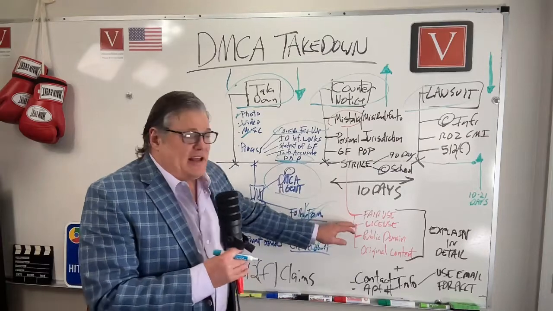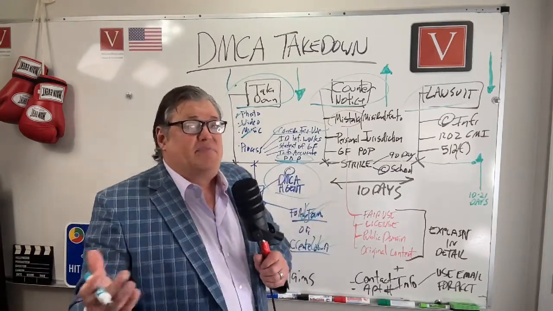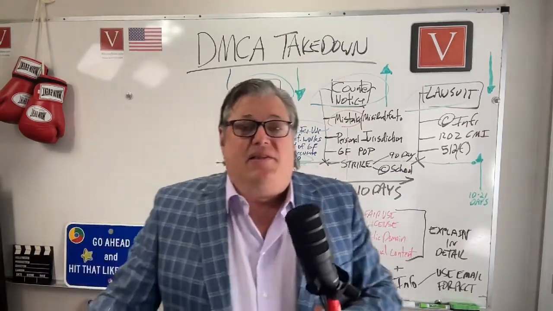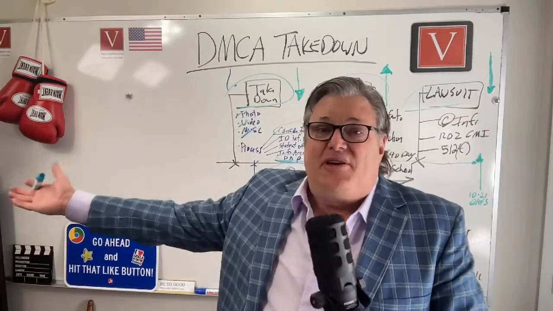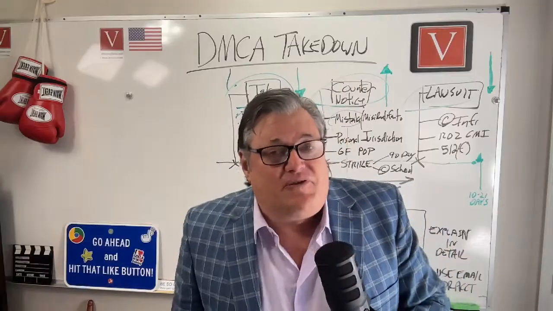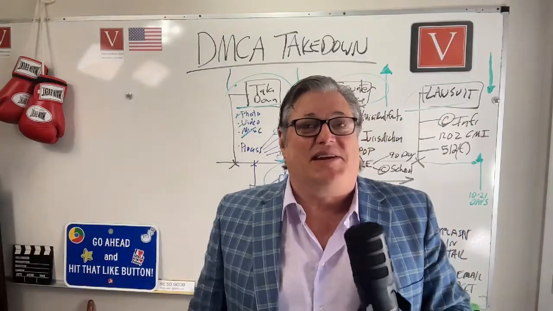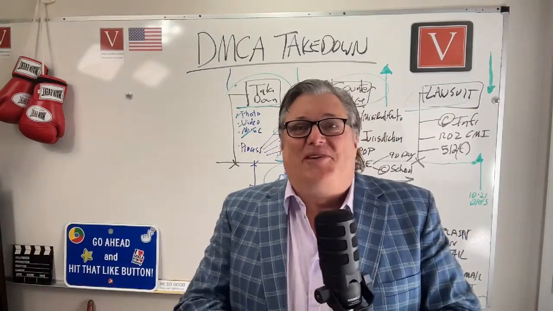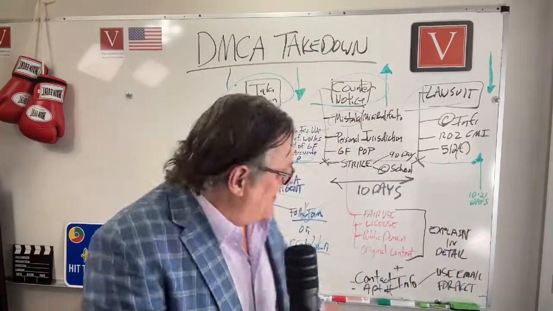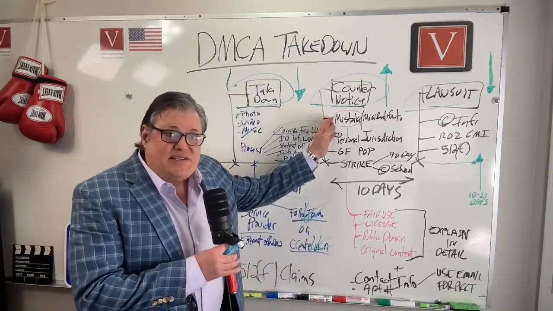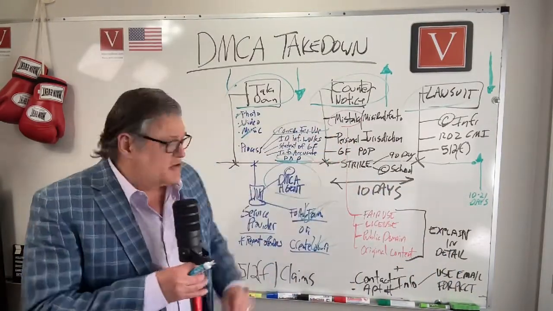Fair use, you have a license, or it could be something that's in the public domain. This image is 150 years old. It's in the public domain. It's a picture of the Mona Lisa, for God's sakes. It's in the public domain. You can't tell me to take that down. This could be another grounds for a mistake, a good grounds to file a counter notification.